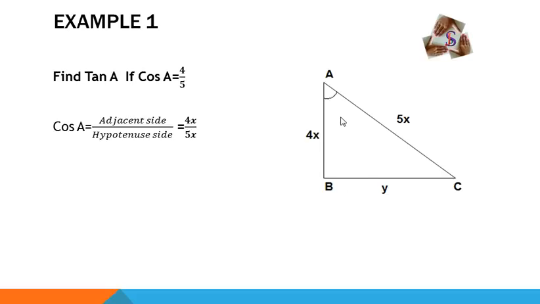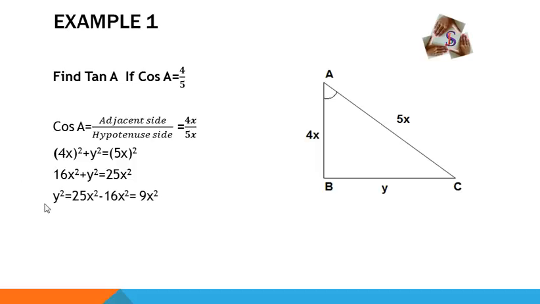Let us consider the opposite side as y. So we are considering BC to be equal to y. Now we can apply Pythagoras Theorem as it is 90 degrees at B. So Pythagoras Theorem tells us that the hypotenuse square is equal to the sum of the squares of the other two sides. Therefore 4x whole square plus y square is equal to 5x whole square. So when I simplify 4x whole square, it is 16x square plus y square is equal to 25x square.